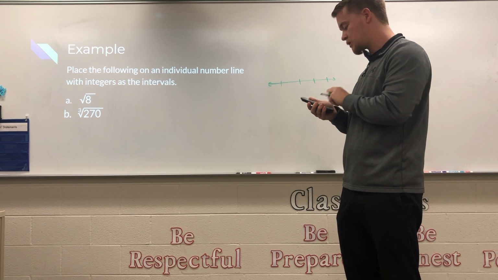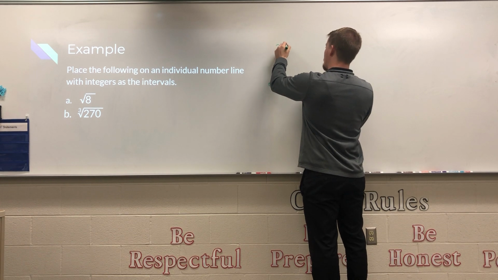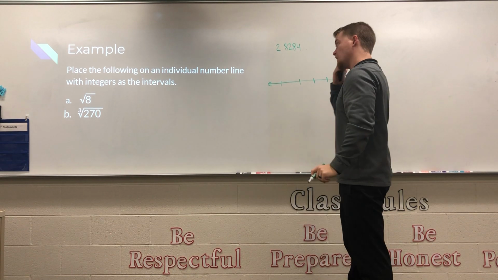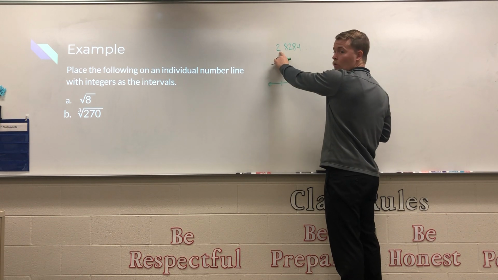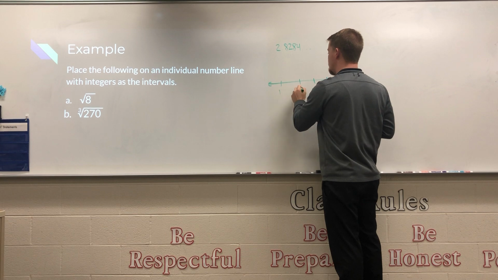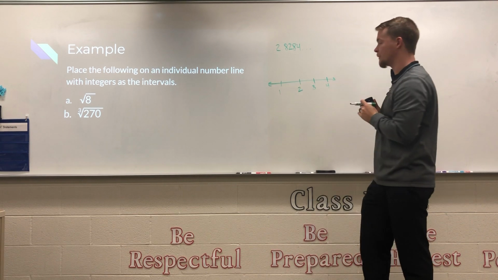So I type in square root of 8, and I know that it is 2.8284... So integers as intervals mean that I know that one of them is 2. So I'm just going to start at like 1 and then go 2, 3, 4. Those will be my intervals.